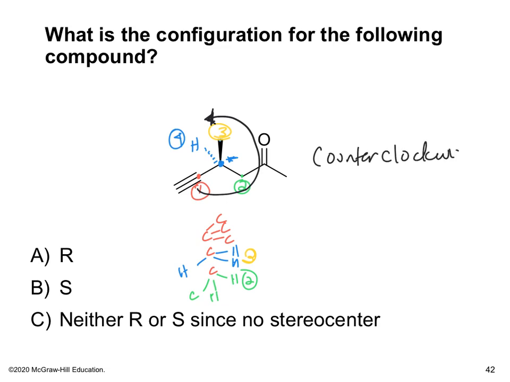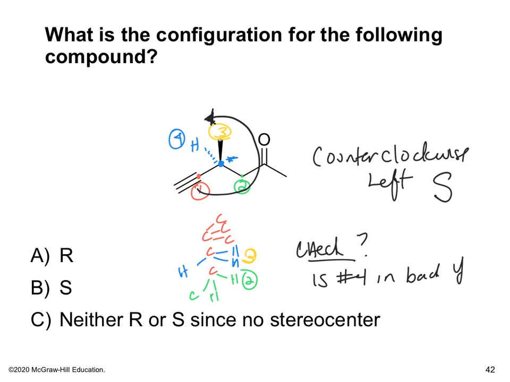Counterclockwise. Counterclockwise is left. Like the steering wheel of your car, you're turning left. That's S. And then you've got to do your check. Does S stay S? Is the lowest priority, number 4, in the back? Yes. So S stays S. If it wasn't, you'd have to do a flipperoo. So this is S. S is your answer.